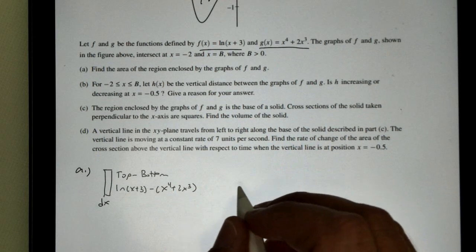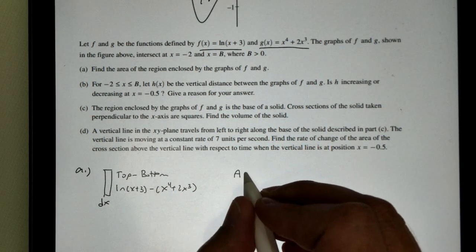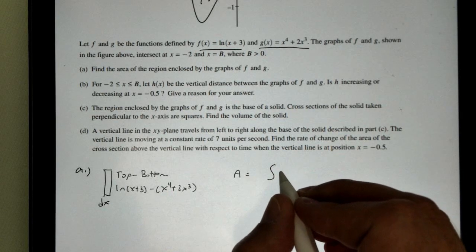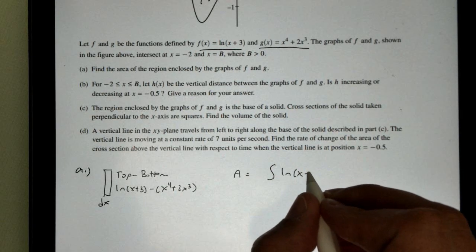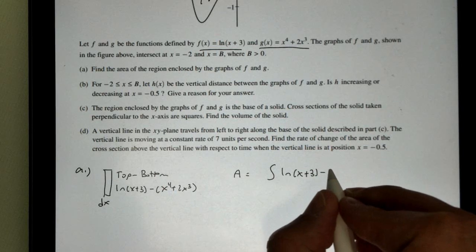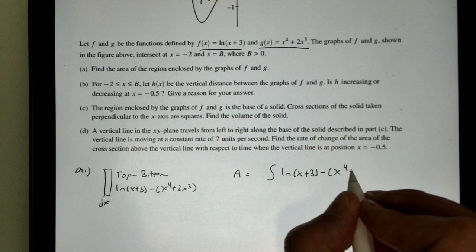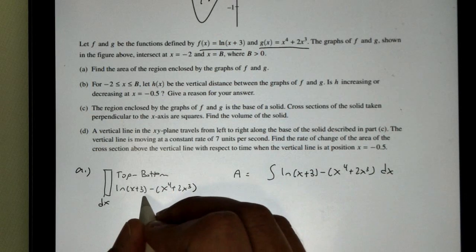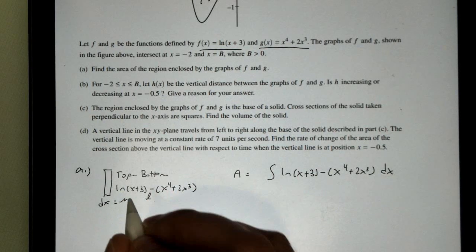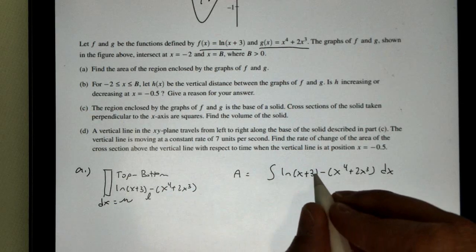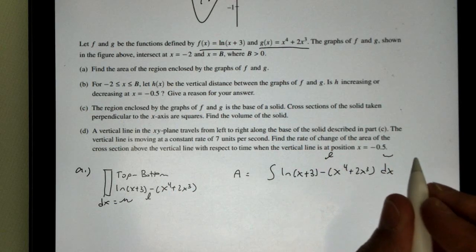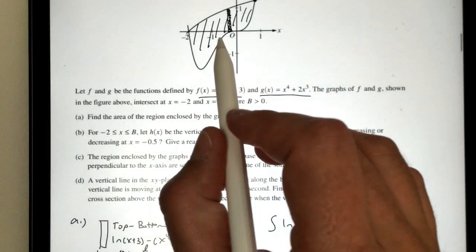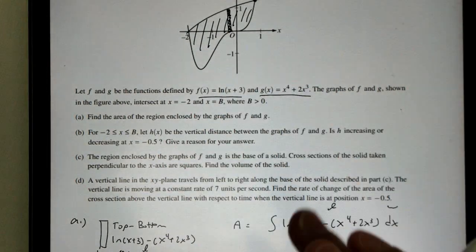So if I wanted to get the area of this, it's going to be the length, which is the natural log of x plus 3 minus x to the fourth plus 2x cubed, times the width, dx. Remember, it's length times width of our rectangle. So you have the length and the width that they give you. Remember, the width is really tiny. It's this little bitty, tiny little bit of a rectangle right here.